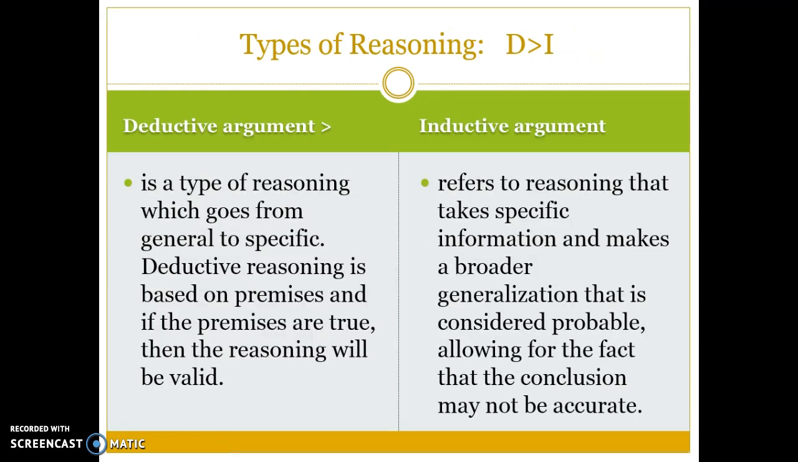So let's talk really quickly about deductive and inductive arguments. A deductive argument is a type of reasoning which goes from general to specific. Deductive reasoning is based on premises, and if the premises are true, then the reasoning will be valid. Inductive refers to reasoning that takes specific information and makes a broader generalization that is considered probable, allowing for the fact that the conclusion may not be accurate.